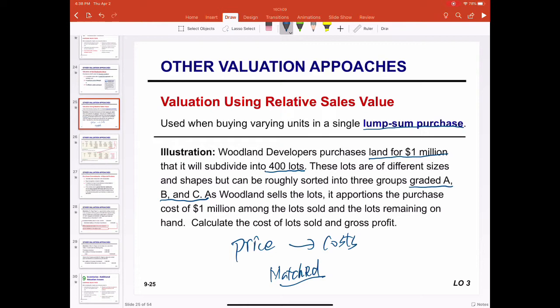So, how do we calculate the cost of lots to be sold and the gross profit? Because this is a lump sum purchase, the 400 lots are totally worth $1 million. How do we determine the cost of a lot? Only when we know the cost of a lot can we determine the profit margin when the firm sells them. If a lot's market price is higher, its cost should be higher.